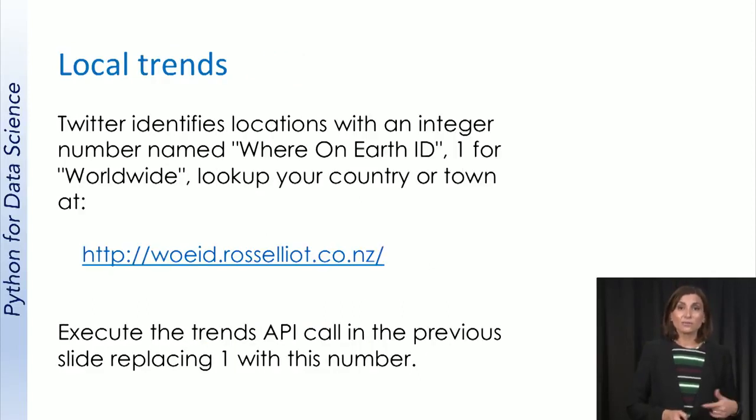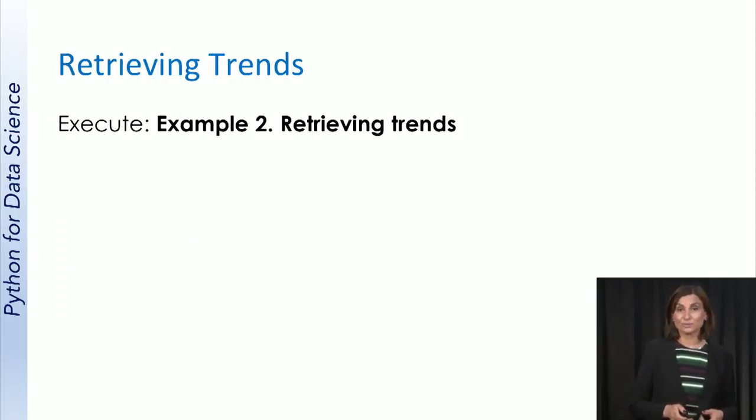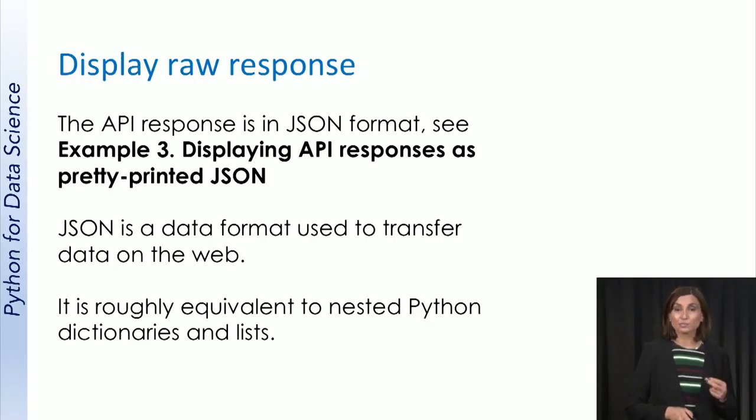You can look it up online for your location using the link here. We give you 2 more for US and San Diego in the Twitter notebook based on our own location. We will switch to the notebook soon to retrieve these location-specific trends and display the response we receive from Twitter using a package for JSON data format.